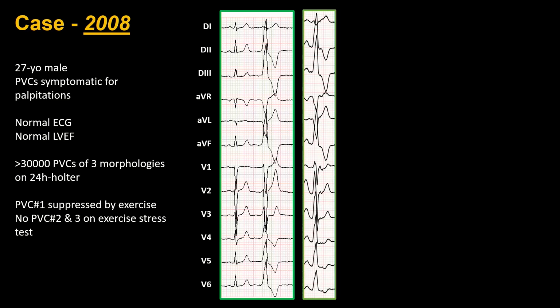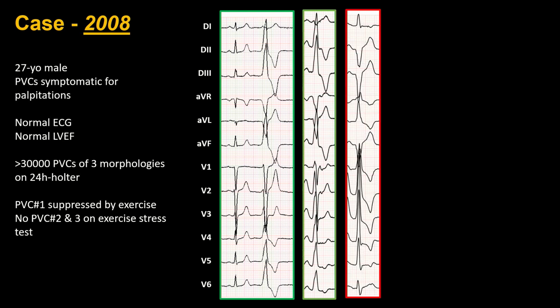This is a clinical case, a 27-year-old patient presenting with very frequent PVCs, more than 30,000 on Holter monitoring. As you can see, he had two morphologies, both consistent with an origin from the outflow tract, and those were the most frequent PVCs. But he also had a third morphology of PVCs, consistent with an origin from the LV free wall. The first two morphologies were suppressed by exercise, and he had a normal ECG and a normal transthoracic echocardiography. It was 2008, and at that time we decided to perform an MRI.